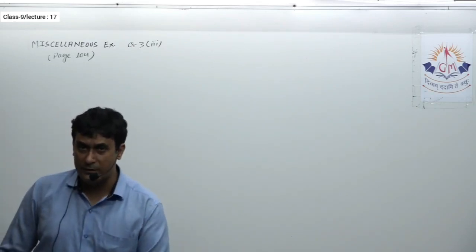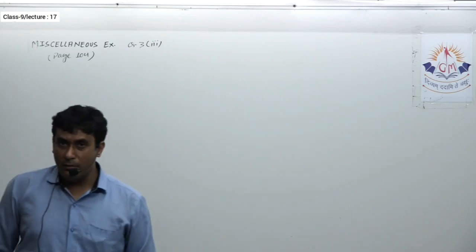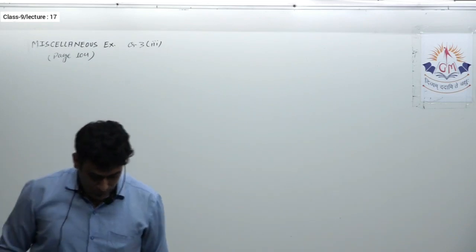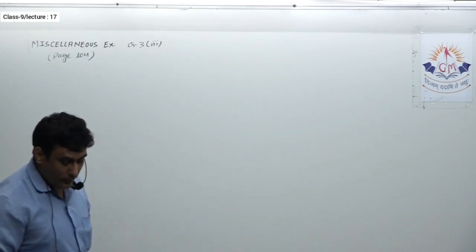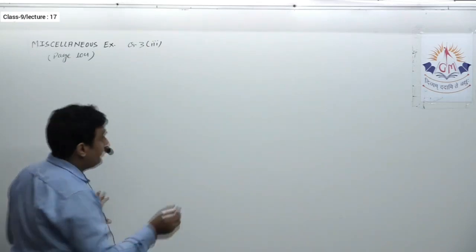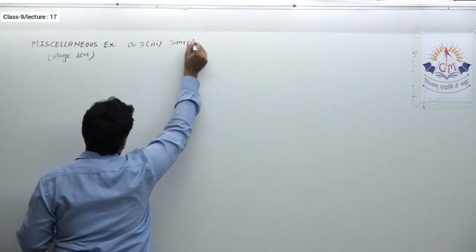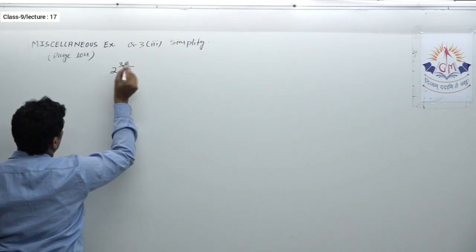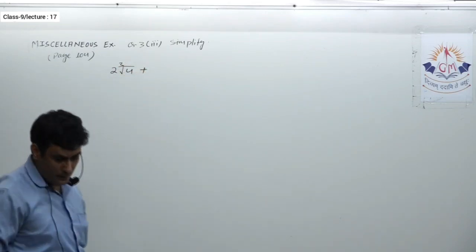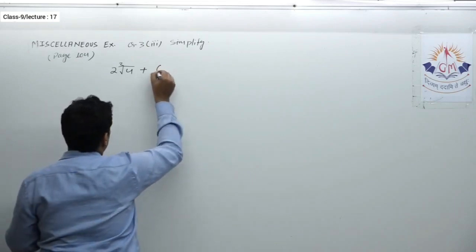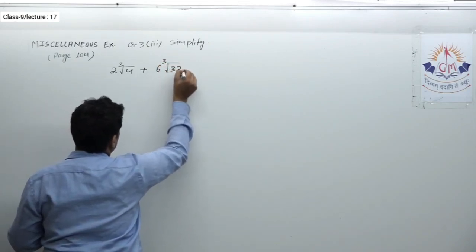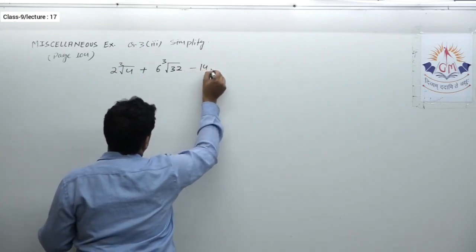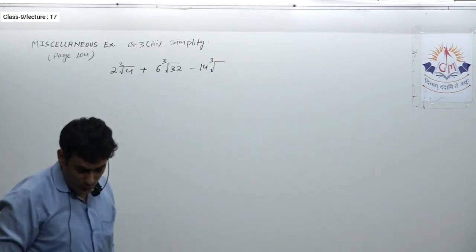Almost every type of question in this exercise we have already solved, but there are just some typical sums that I am going to solve for you. So the third one is: simplify 2 multiplied by cube root of 4 plus 6 multiplied by cube root of 32 minus 14 multiplied by cube root of 4.